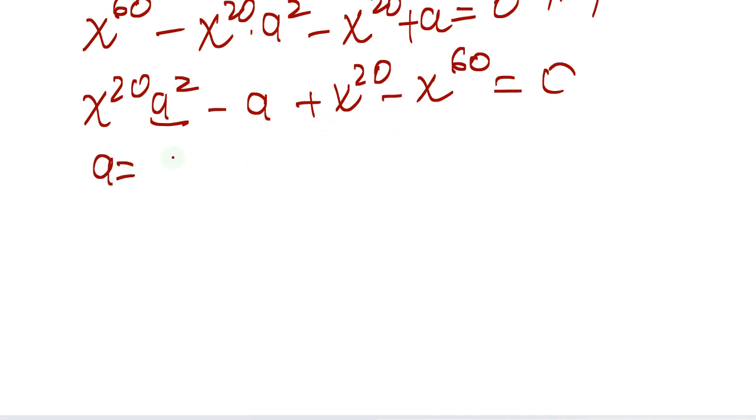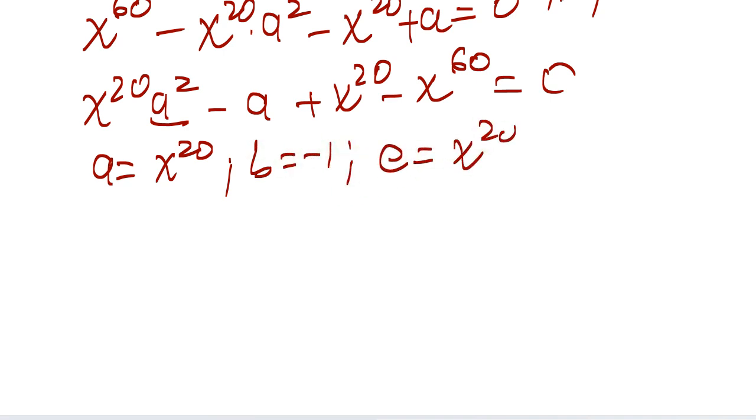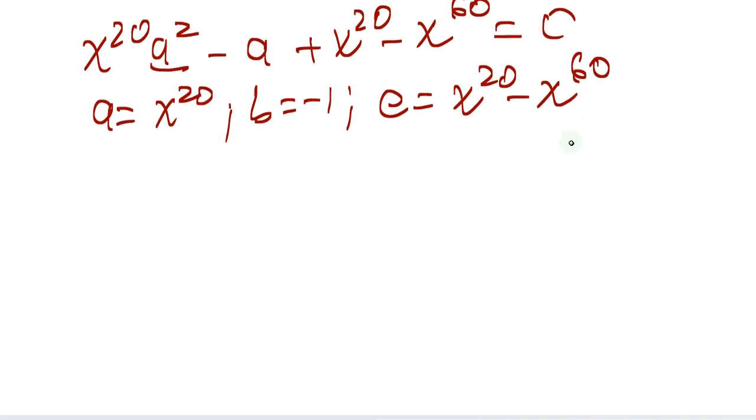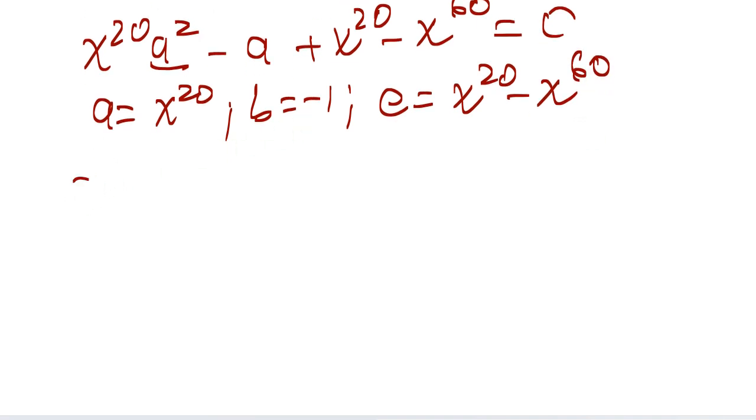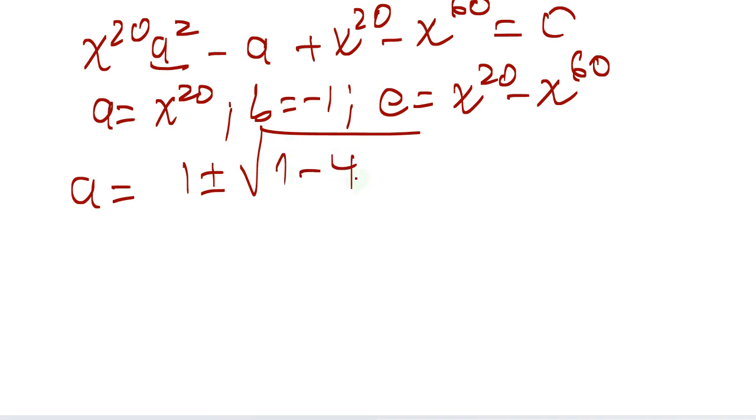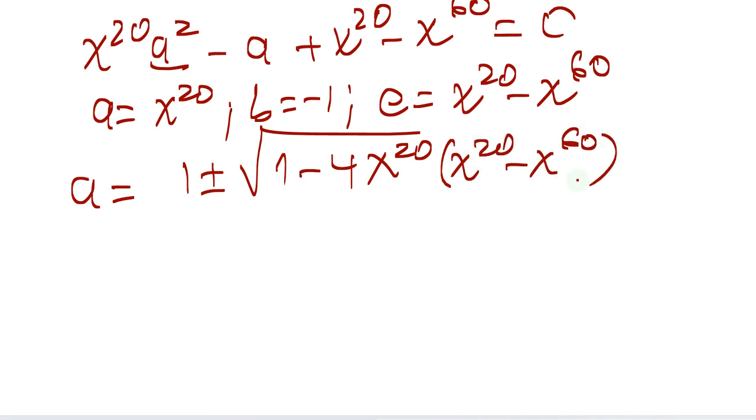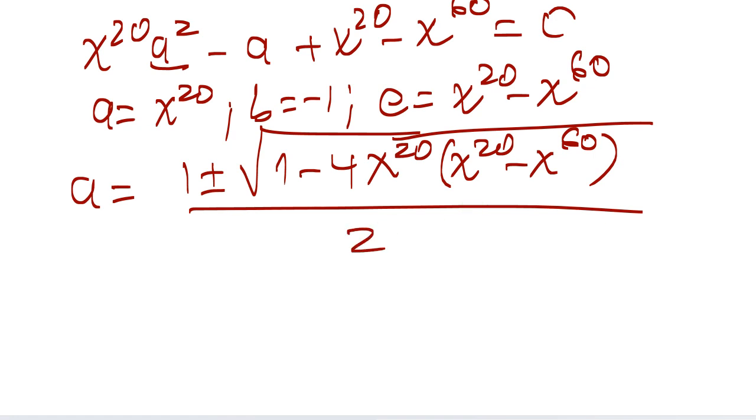So our a will be x to the 20, b is equal to -1, and c is equal to x to the 20 minus x to the 60. So then we're going to have that a will be equal to minus b, which is -1, so 1, plus or minus the square root of b squared, which is 1, minus 4 multiplied by a, which is x to the 20, multiplied by c, which is x to the 20 minus x to the 60, right? And this is all divided by 2 times x to the 20.